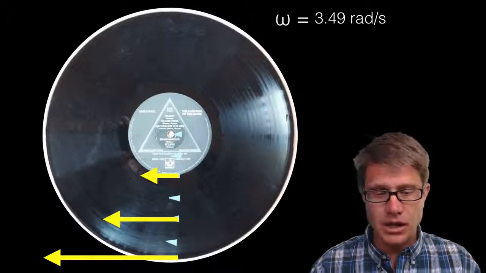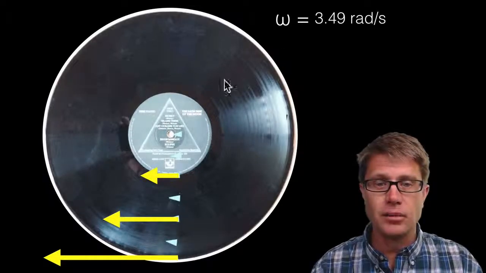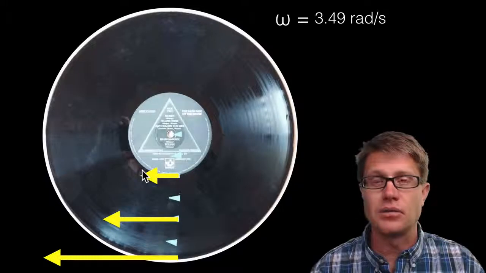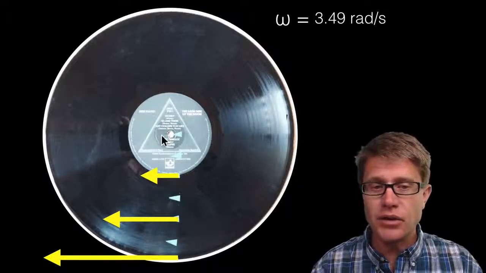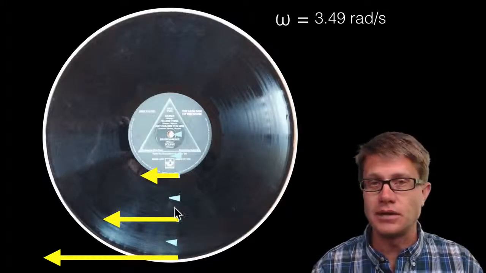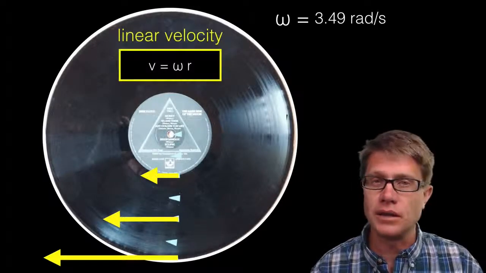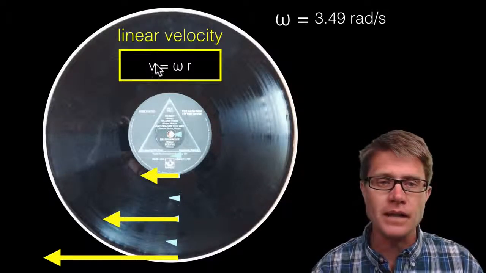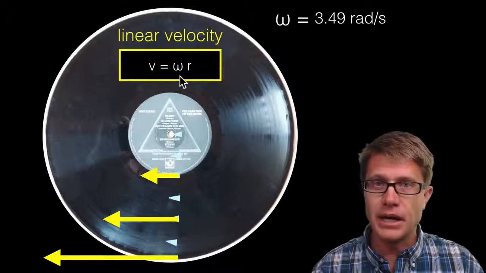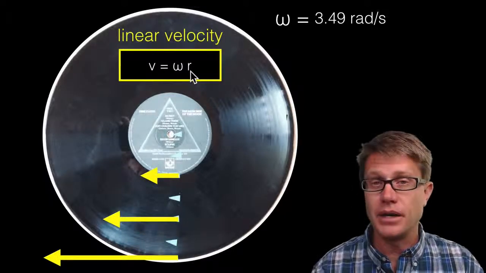Now, one thing you should understand is that even though this whole album has an angular velocity of 3.49 radians per second, not every point along that album is going at that same linear speed. And so we have an equation for that as well. It's called linear velocity. And that's simply equal to omega, or angular velocity, times the radius.